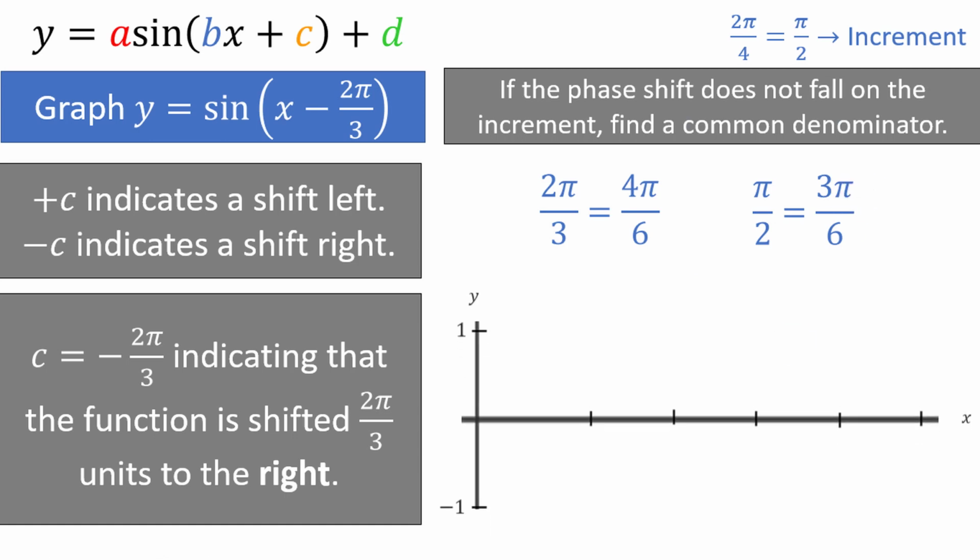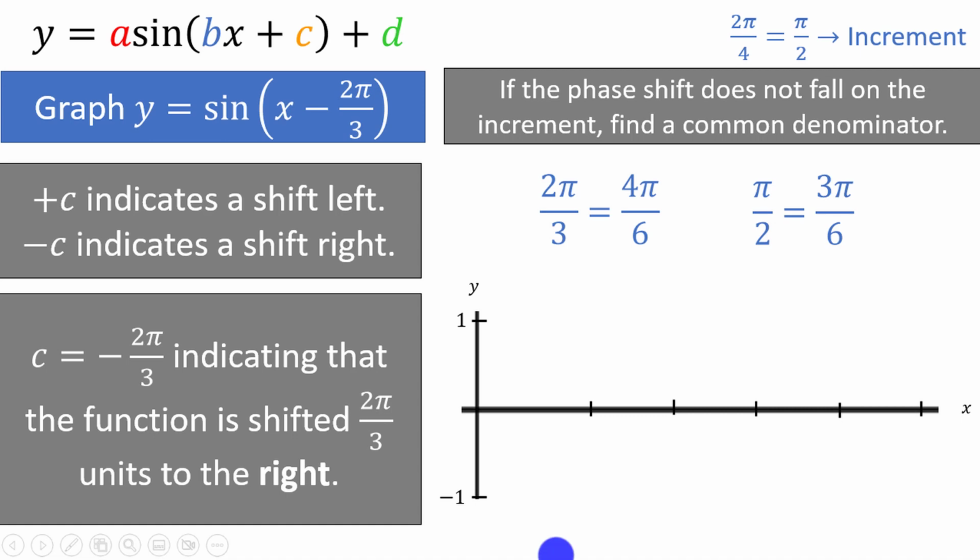Let's graph our function. Typically, a sine function will start at 0, 0 and then increase from there. In this case, we are shifted 2 pi over 3 units to the right. So instead of starting at 0, 0, we will start at 2 pi over 3, 0. Instead of writing this as 2 pi over 3, I'm going to write this as 4 pi over 6 to match our increment of 3 pi over 6. We have 4 pi over 6, 0 as our starting point.